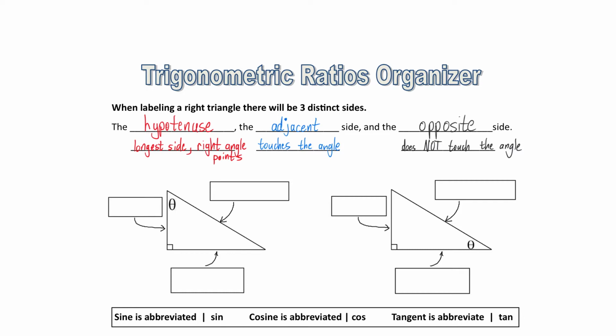We're always going to label it in that order, from the hypotenuse to the adjacent to the opposite. If you label it in that order, it will help to eliminate confusion on several different things. So we're always going to do that: hypotenuse, adjacent, then the opposite.